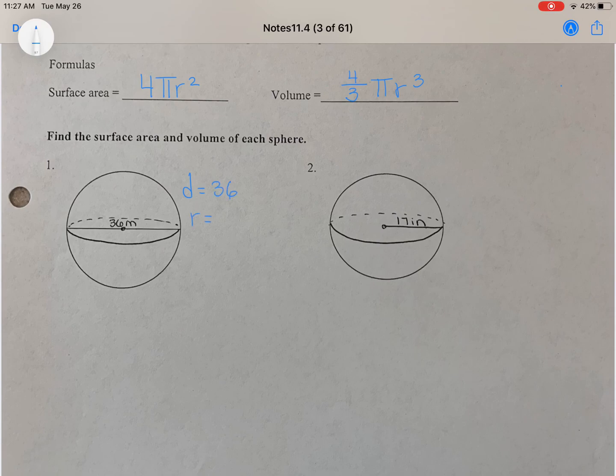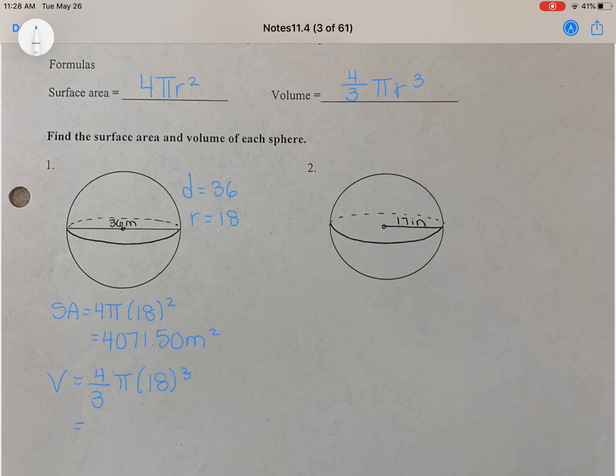So if we look at number 1, all we need to know is the radius. The diameter is 36, which means that the radius is equal to half of that, which is 18. So for surface area, we have 4 pi 18 squared. 18 squared, again, is going to give you a big number, so anticipate that with the calculator. 4,071.50 meters squared.